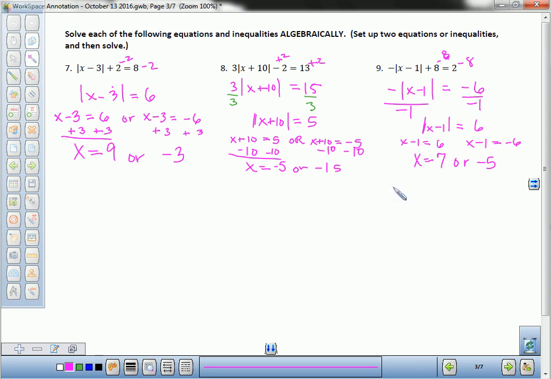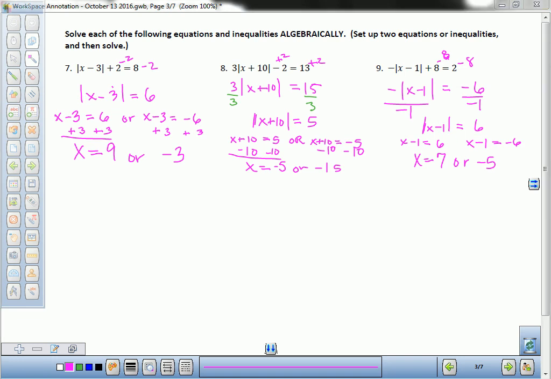Right, any questions about 7, 8, or 9? Yes, sir? Number 9, when you divide it by -1, did that change the sign? If it's an inequality, it does, but with an equality, it does not. So if this were a less than or greater than, then yes, we would definitely switch the inequality.